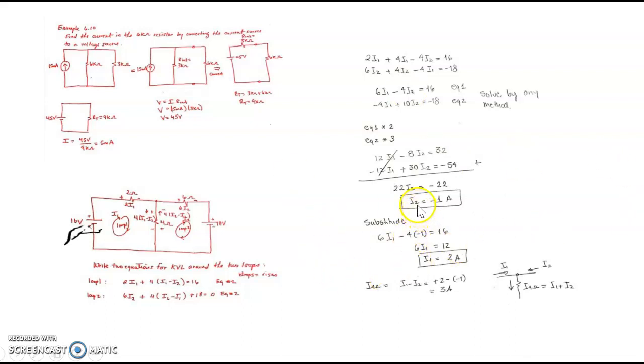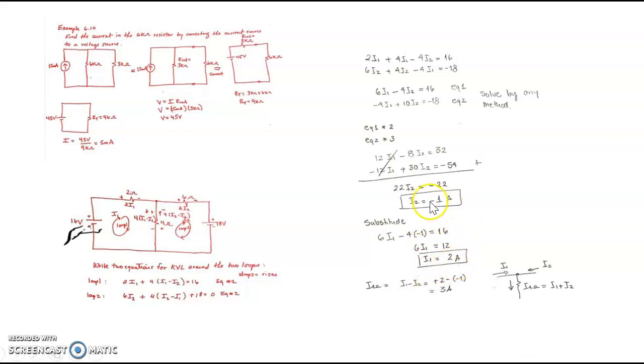Then I have my I2. I'm going to go back to either of these 2 equations and plug back in the value of I2. I'll do it in equation number 1. So 6 times I1 minus 4 times minus 1 equals 16. I solve for I1 and I get 2 amps.